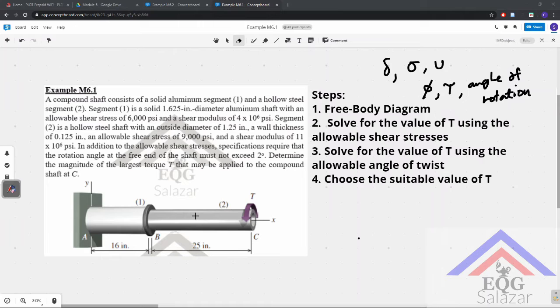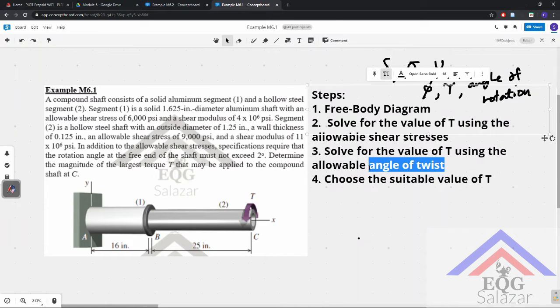Next, we will be solving for the value of T using the allowable shear stress in segments 1 and 2, which will yield two values of T. After which, solve for the value of T using the allowable rotational angle. This is not angle of twist, this is supposed to be rotation angle. Alright, so that will yield yet another value for T. And then after that, we will choose the suitable value of T.